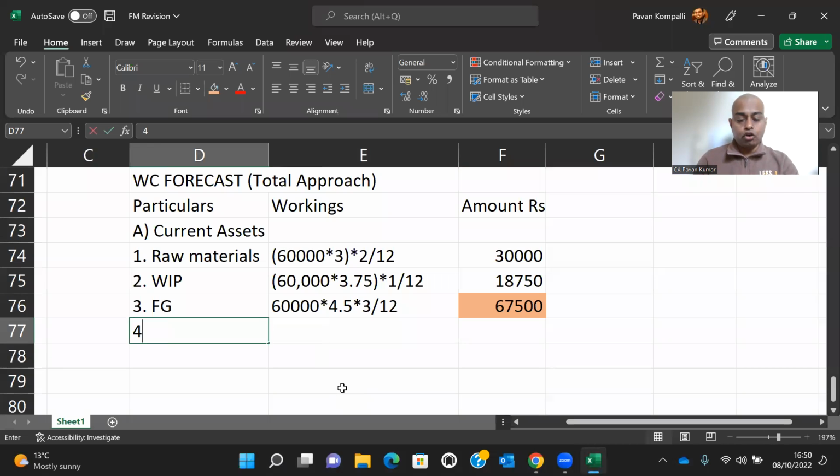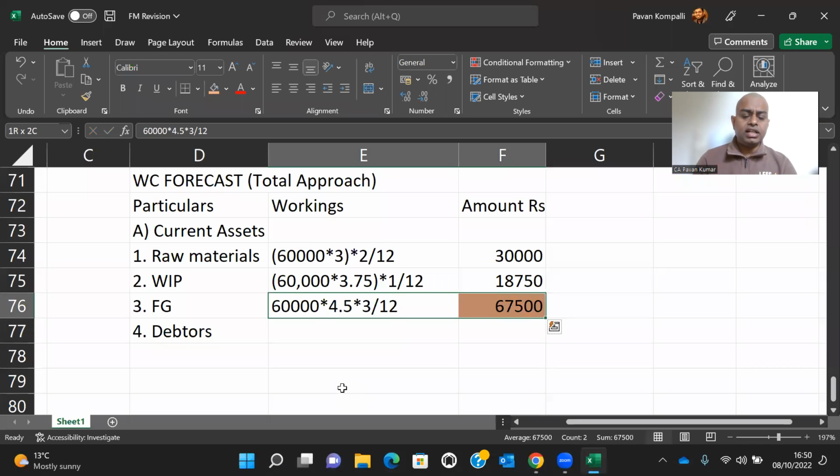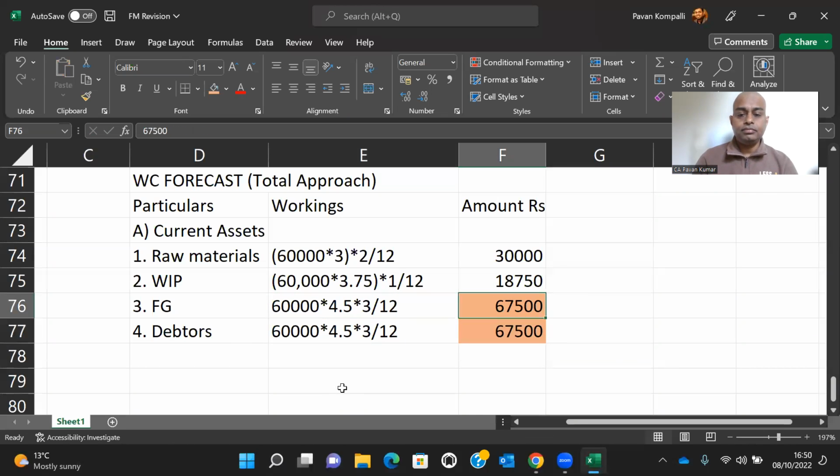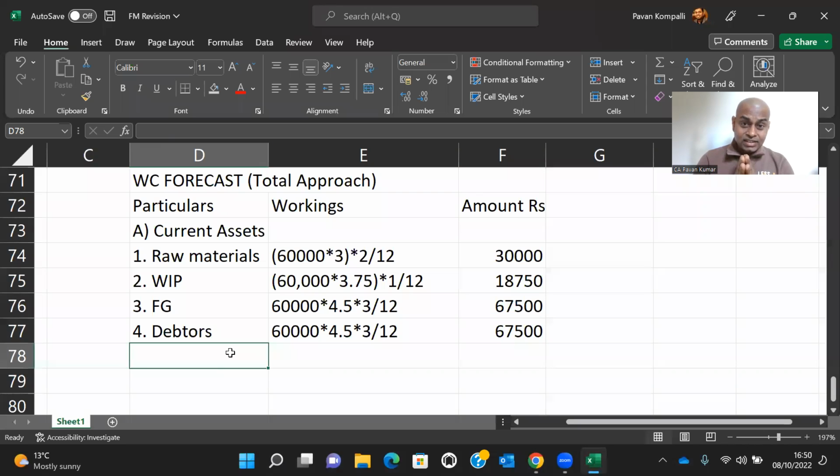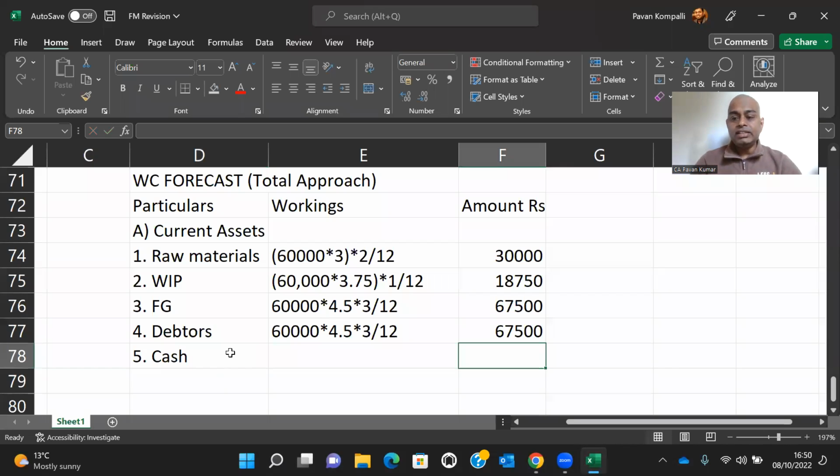Okay. Now tell me 4, debtors. Same calculation, same answer. Do we have any other current asset? Cash is given in the question. Can someone help me with cash? I forgot whether cash is 20,000 or not given. Please tell me. 20,000, correct.